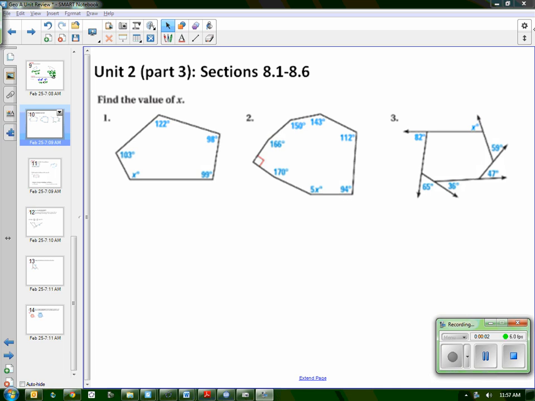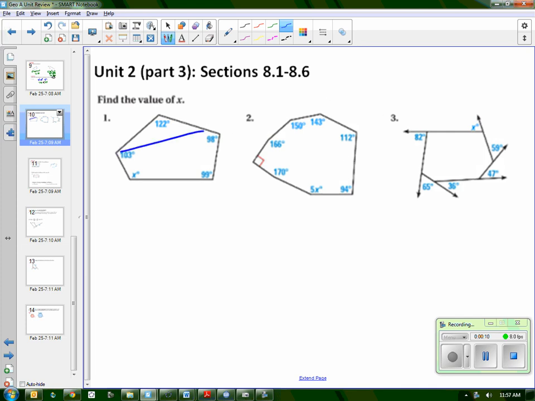Unit 2, Part 3, we're on the home stretch, at least for Unit 2. The first thing we're going to do is find the value of x in these different polygons. If you remember, you can divide it up into triangles to help you. Each triangle has an angle sum of 180 degrees.